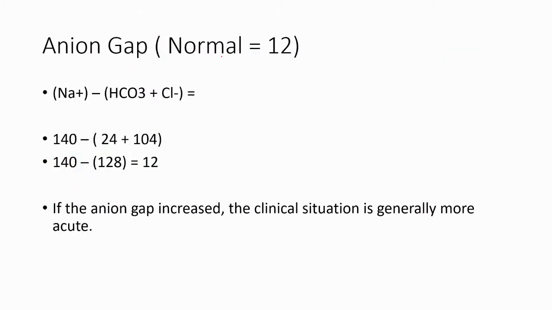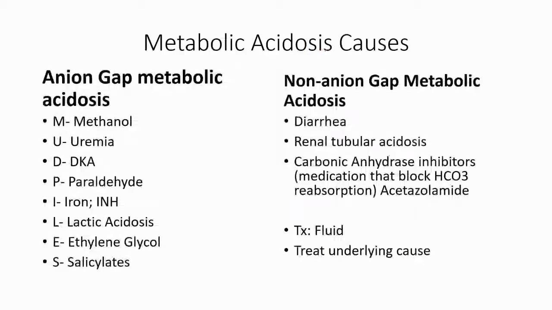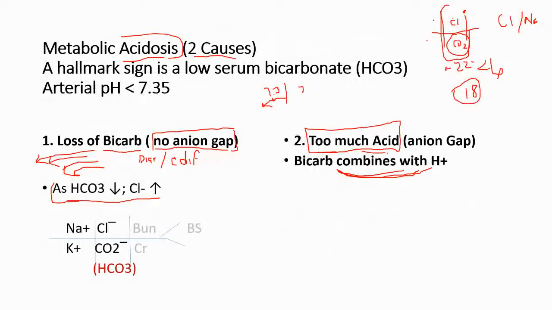If we do the calculation and it comes out greater than 12, we know that it's an anion gap. There's a positive anion gap. Then we have to look at the differentials as to why somebody would have a metabolic acidosis with a positive anion gap, and we would look at those differential diagnoses.